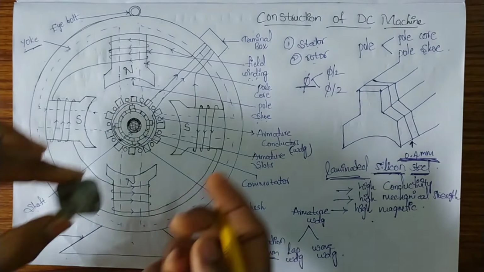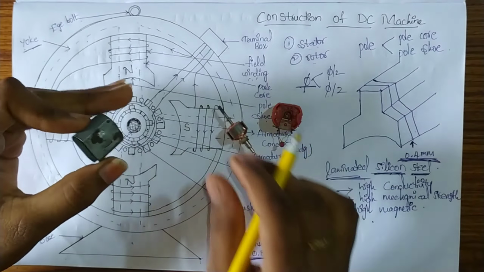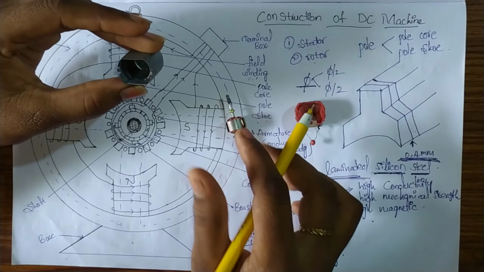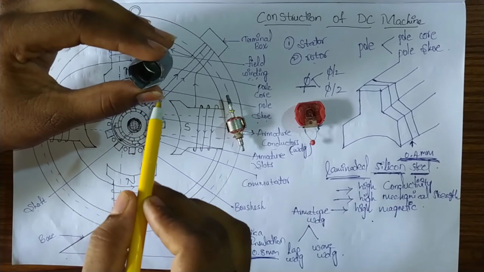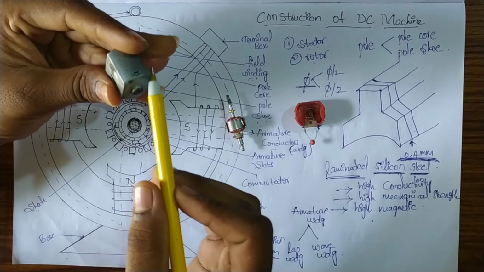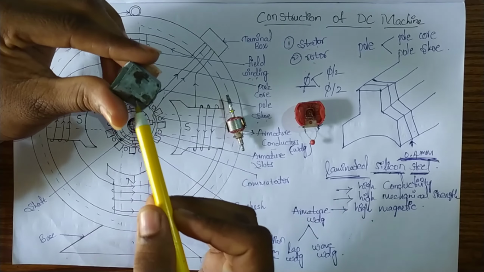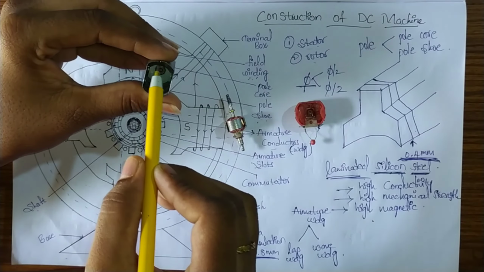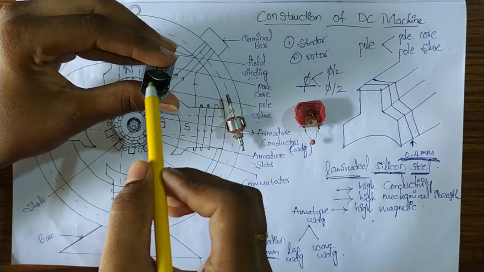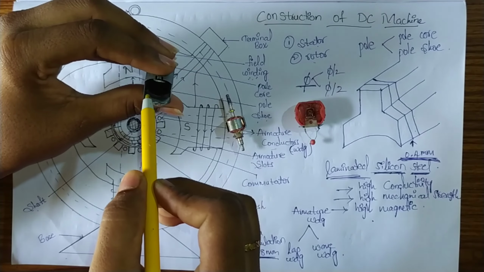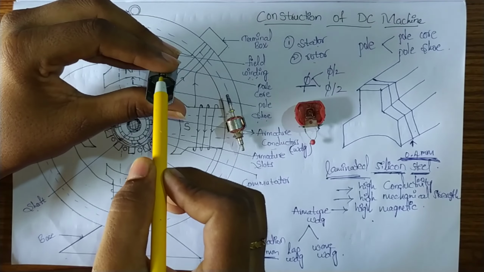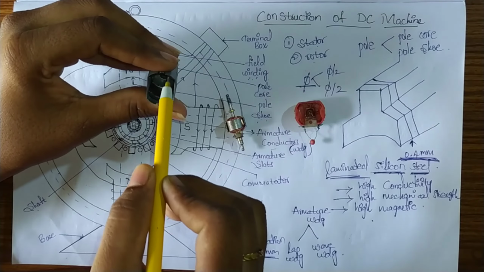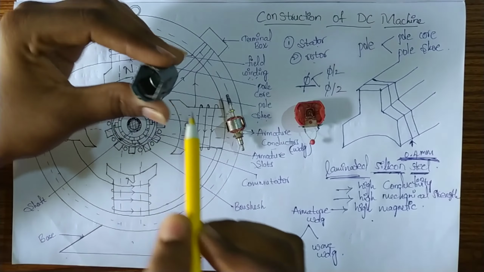For your better understanding, I am showing a small DC motor. This DC motor is used in toys. You can observe that this is the stator part. This is the outer frame called the yoke. Inside it are the poles. These are the poles you can observe here. These poles are permanent magnets, so we are not providing any field winding for these magnets. They act as electromagnets.